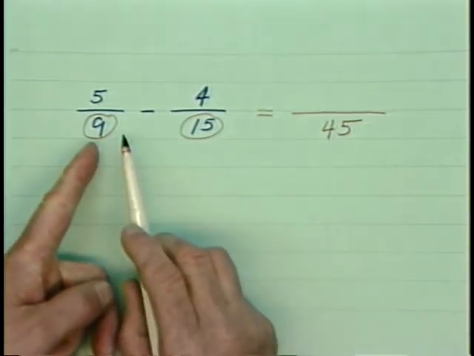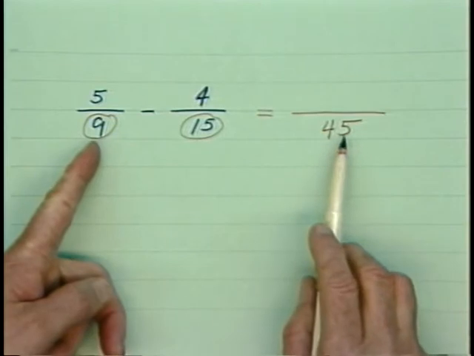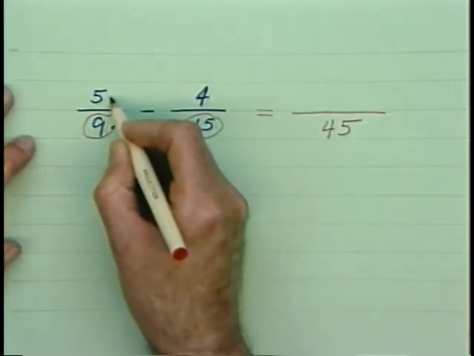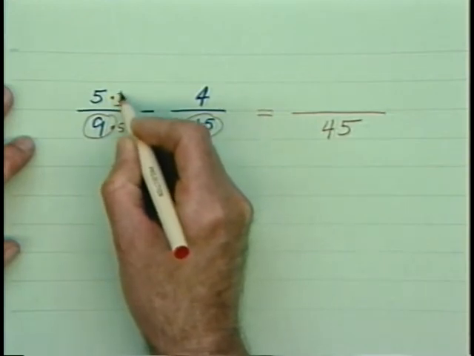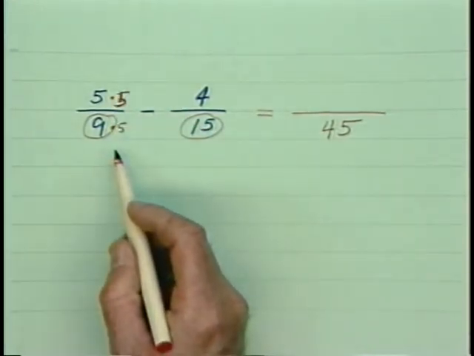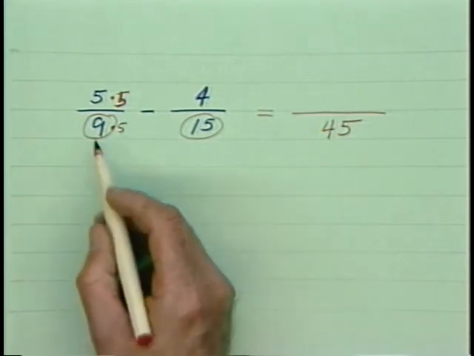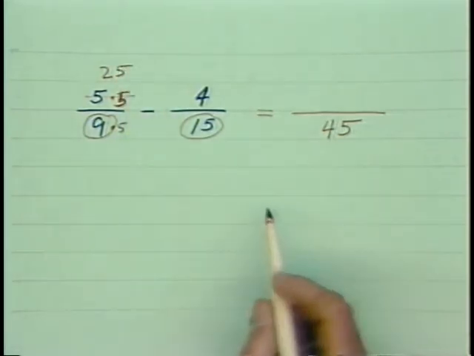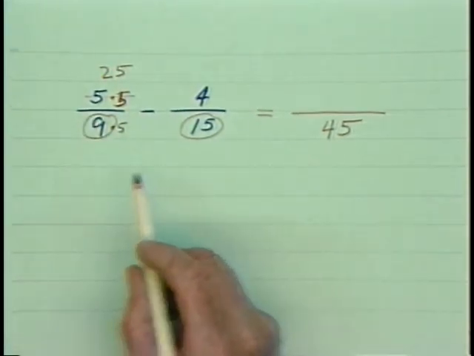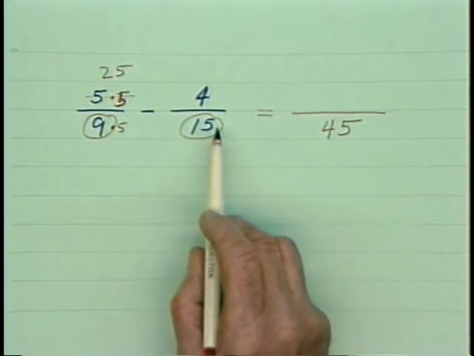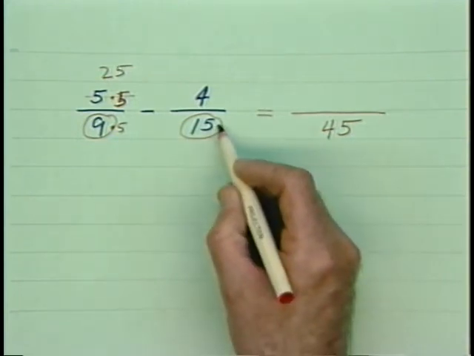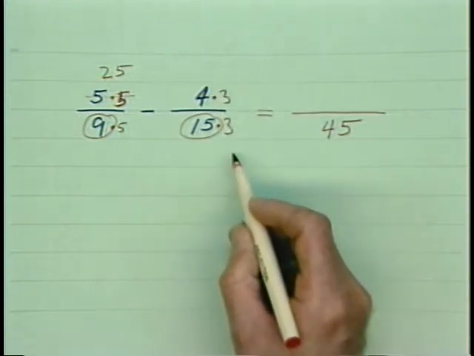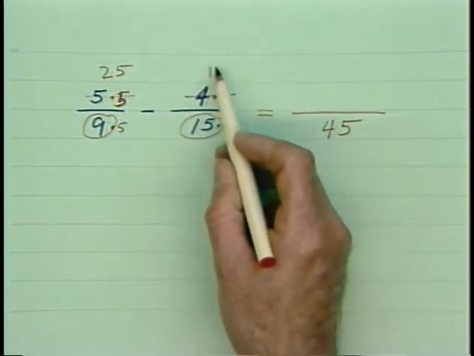But in this case, we can see that to build 9 into 45 by the multiplication procedure, I need a 5 as a factor, top and bottom, and that not only causes the bottom to become 45, the top has now become 25. Same fraction, just written differently. And we can see that to build 15 into 45, I need the factor 3 on the bottom and on the top. And so the top now becomes 12.